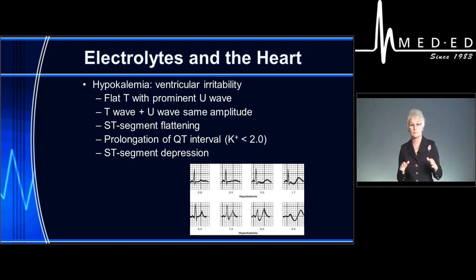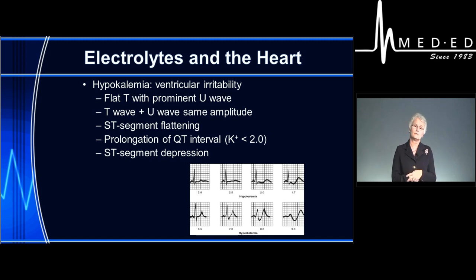This is so easy to remember. A low K will give you a flattened or low T wave. The T wave kind of disappears with a very low potassium, right? So remember, that's going to change your QT interval. You start getting a U wave, and it makes you have, you know, reentrant phenomena or VTAC.